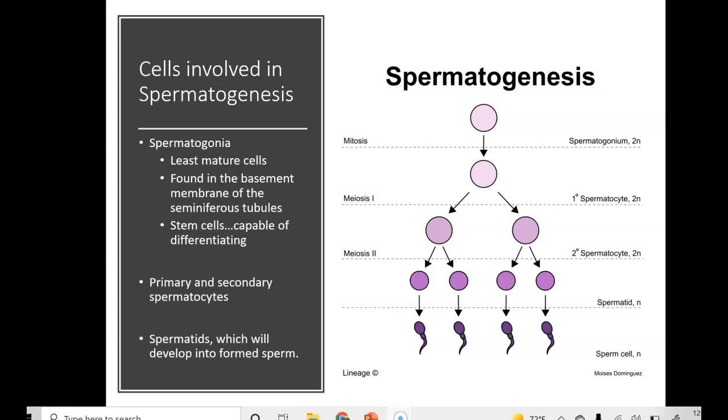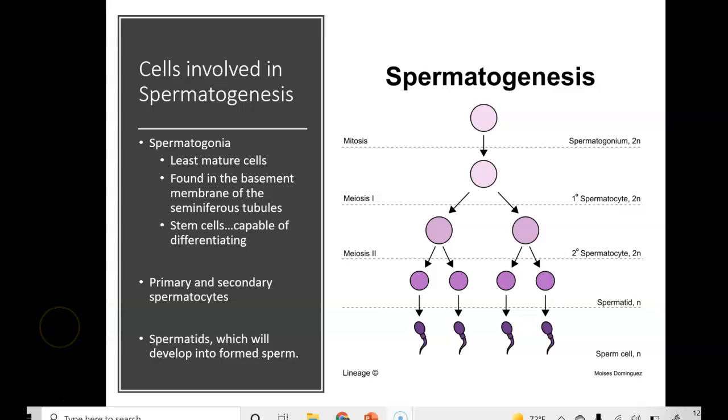This occurs, like I mentioned, in the seminiferous tubules, and the process begins at puberty, at which time sperm are going to be produced constantly throughout a man's life. So once this process starts in puberty, it will continue on throughout a man's life. One production cycle from spermatogonia through formed sperm takes approximately 64 days. And a new cycle starts approximately every 16 days.